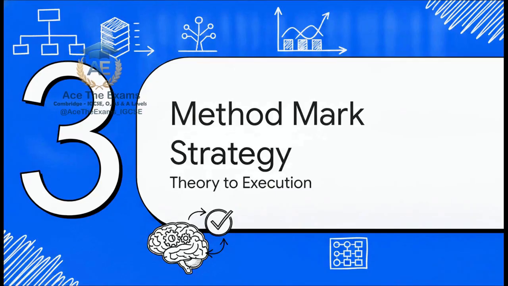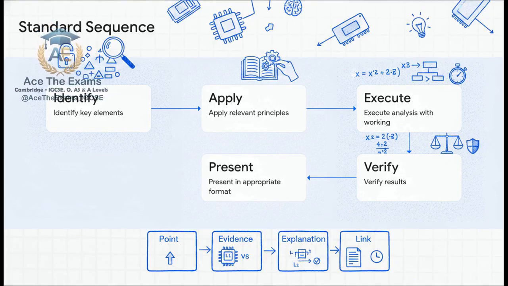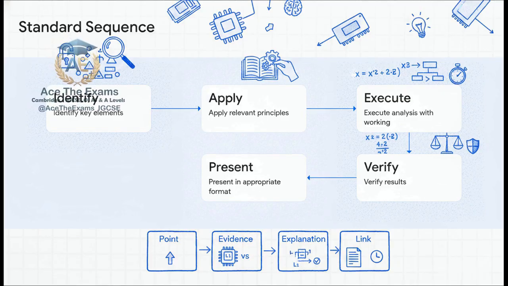Welcome back. Let's get right into Section 3, the method mark strategy. This is all about moving from pure theory to actual exam execution. In computer science, algorithmic thinking is absolutely required. Cambridge actually awards method marks for the step-by-step process of decomposition rather than just giving you points for arriving at the final answer. The standardized sequence you see on the screen right now is basically your exam safety net.